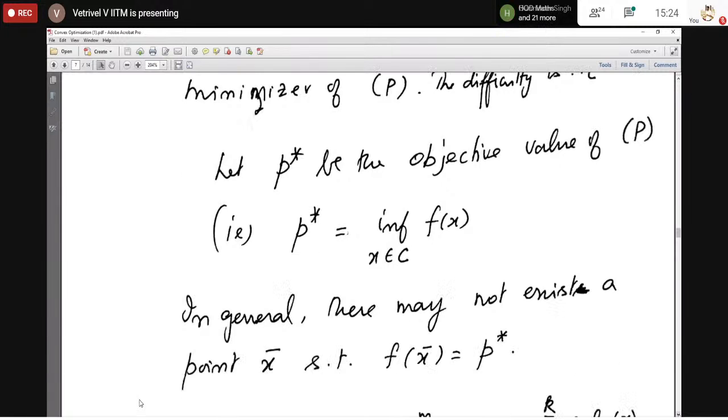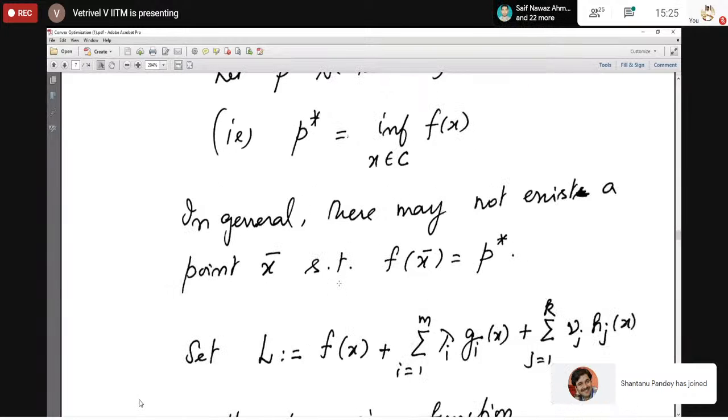In general, P star will not be achieved, because C is not necessarily a compact set. Suppose C is some quadrant or one orthant, then we cannot expect the infimum to be attained. We cannot find a point x bar such that f of x bar is equal to P star. So that is the problem, because our set C is generally maybe an unbounded set. So you cannot expect a point x bar. So in that case, what to do? That's a difficulty we face in optimization.